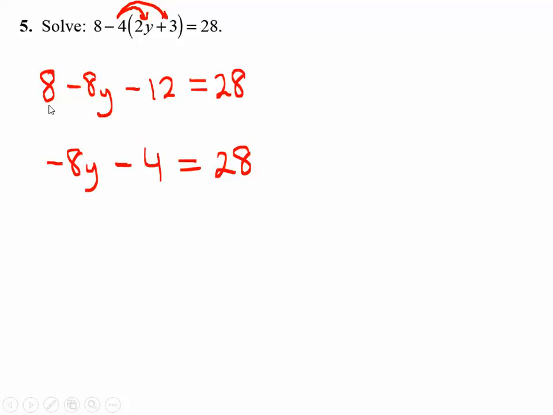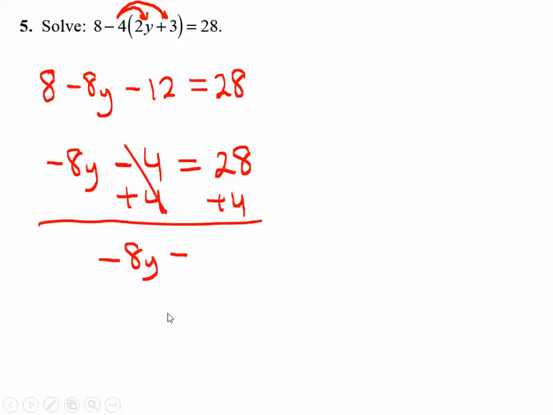Again, collecting like terms, not moving across the equal sign yet. And then as we add 4 to both sides, we get -8y is equal to 32. Dividing through by -8, and we get ourselves y equals -4.